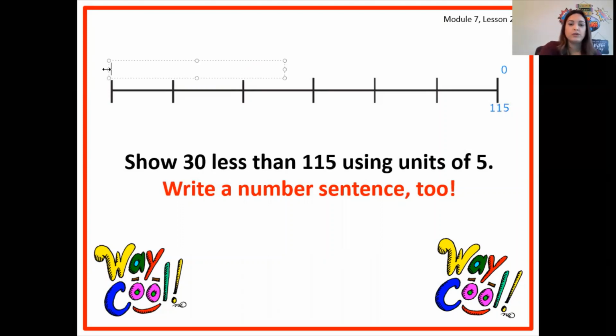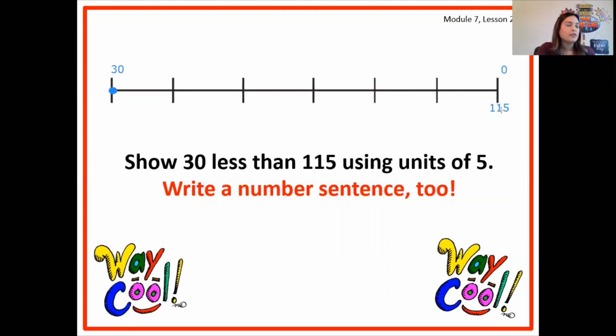So here is where we would show 30 less, okay? And because that's where we're showing 30 less, this is where we make our dot right there. So you start at 115 and you come back by 5. So I want you to pause the video. I already helped you. When you have it done, you can come back and see if you got it right.